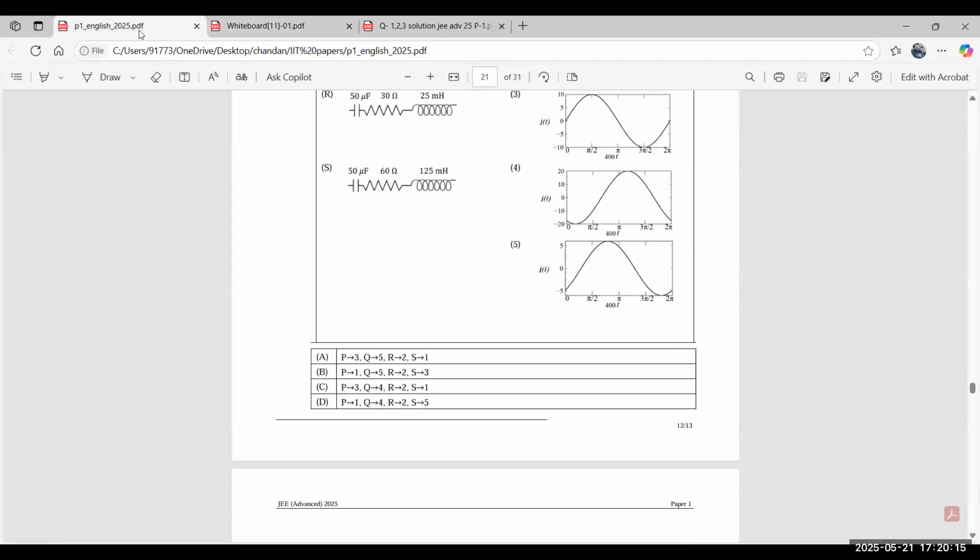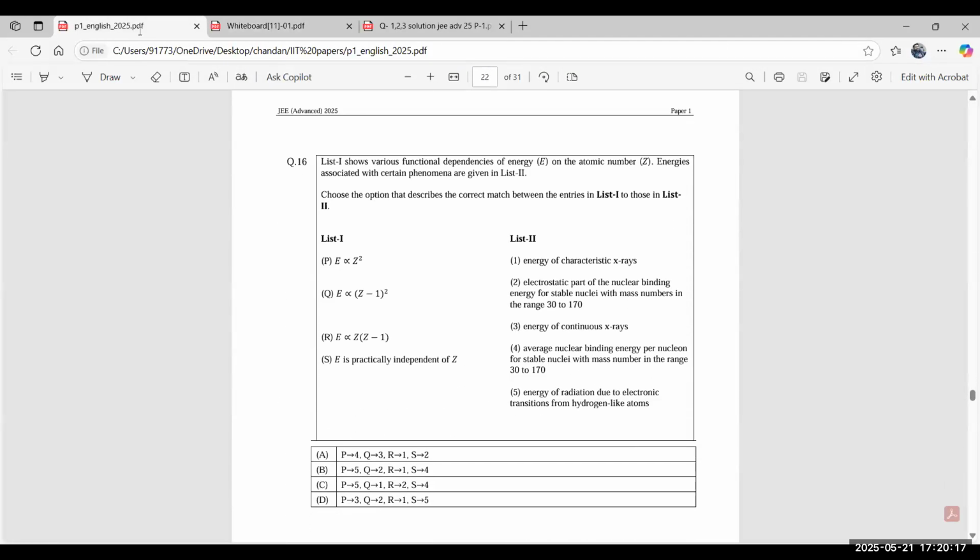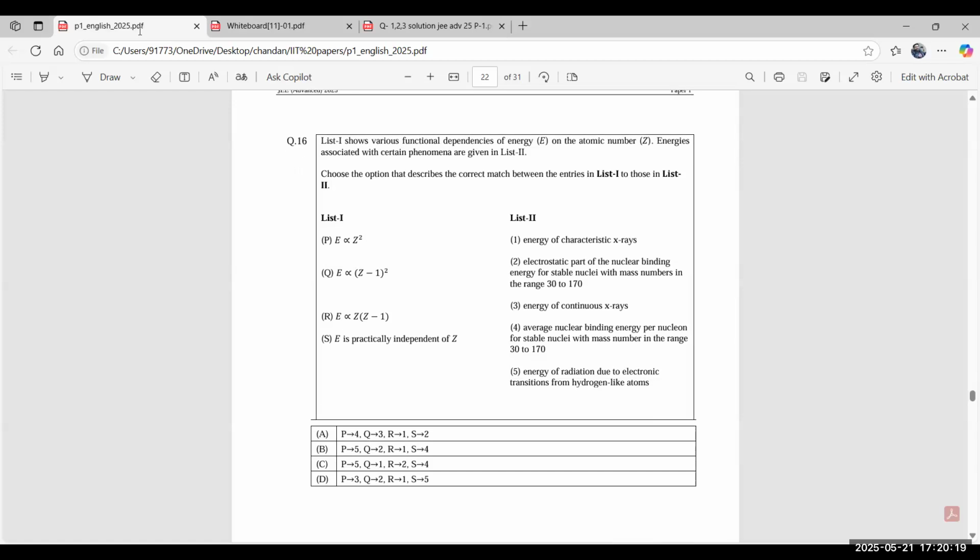For the last question, you can read S.C. Verma. It's a really nice description of every option given there. It's from nuclear physics and Bohr's theory, including X-rays as well. So it covers almost the entire concept of the modern physics part of our syllabus. So everything is pretty much obvious.